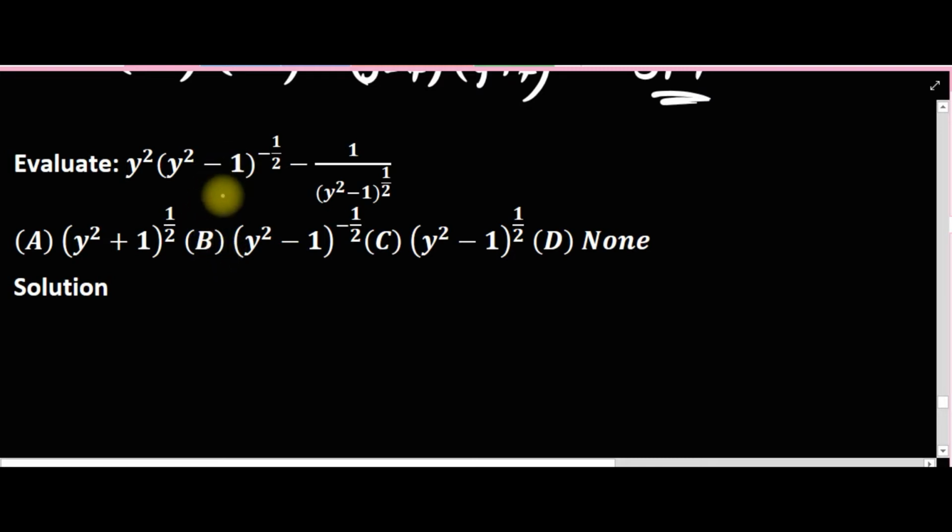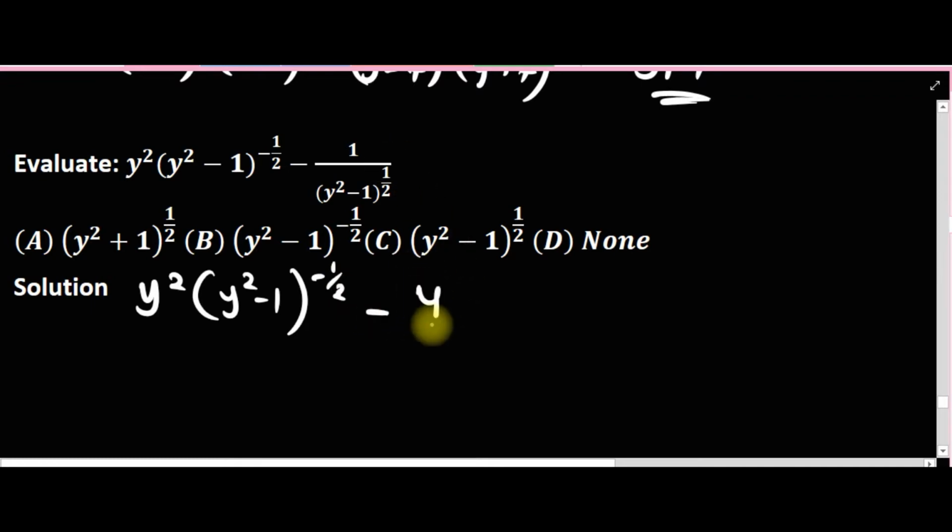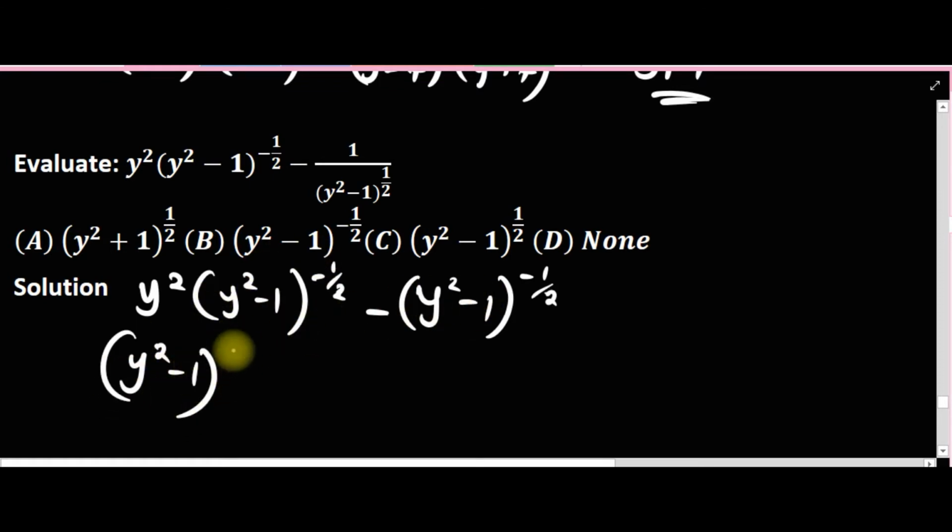To solve this, you need to be careful. Don't waste time. Notice that I'm having the same thing here as here. So I can write this as y squared minus 1 raised to power minus half. Why this? From indices. Once you reciprocate, the sign of the power changes. So we are on the same. And if you notice, what is common here is here. So we'll factor y squared minus 1 raised to power minus half. So we are left with y squared here, and we are left with minus 1 here.